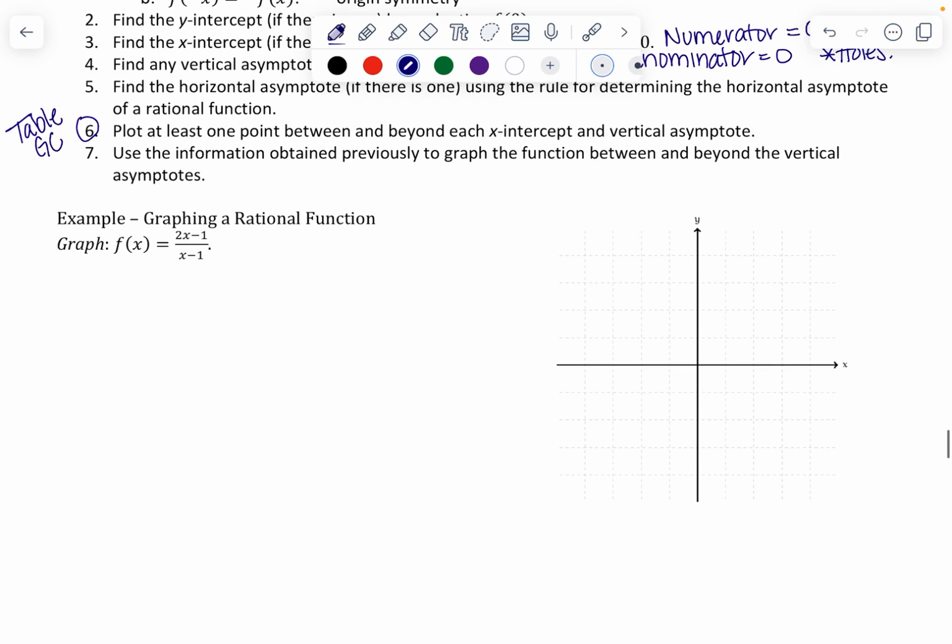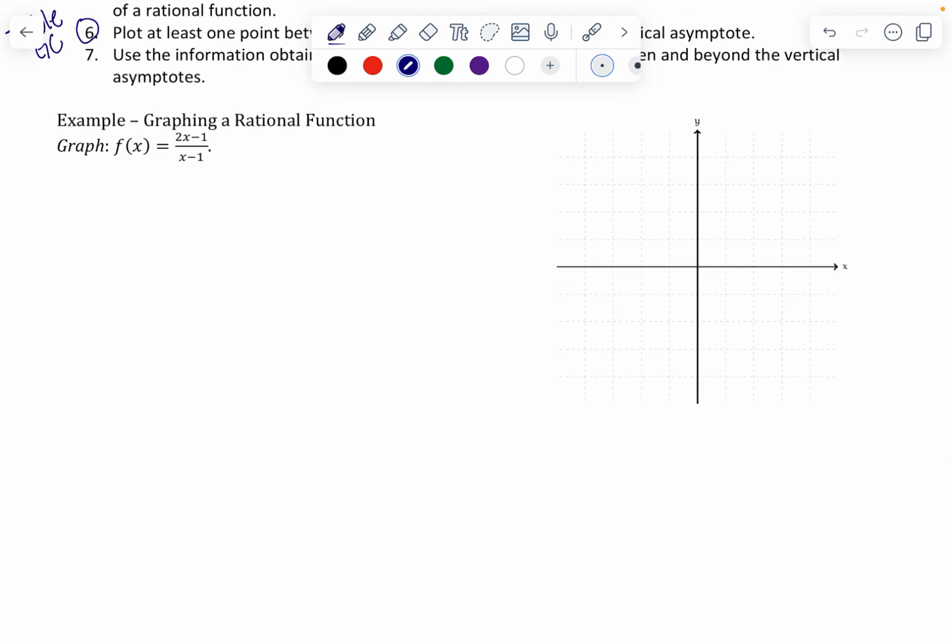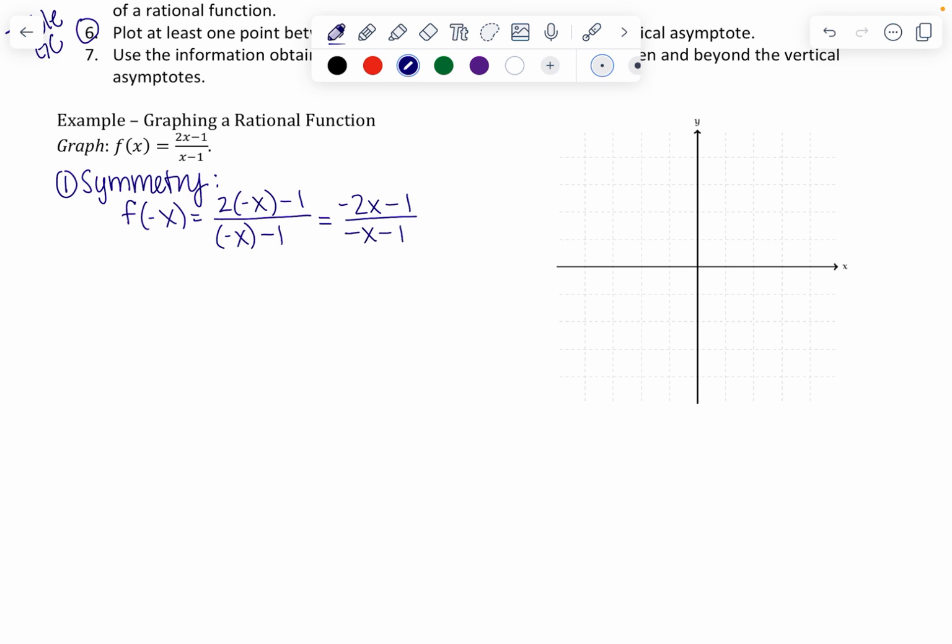All right, if we look at this first one, f of x equals 2x minus 1 over x minus 1. The first thing we're looking for is symmetry. We're going to plug in f of negative x. So we have 2 times negative x minus 1 over negative x minus 1. 2 times negative x is negative 2x, minus 1 over negative x minus 1. Comparing with our original, we're checking to see did all of our signs go back to the way they were, and that answer is no. And did all of our signs change? That answer is also no. So we have no symmetry.